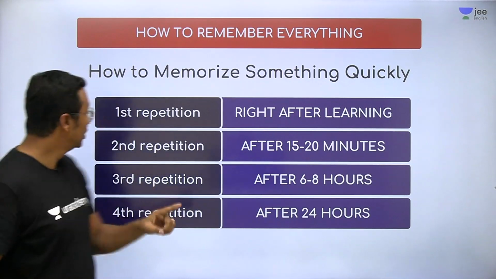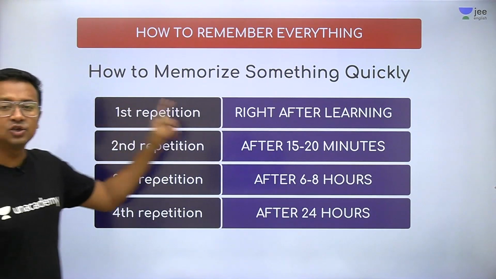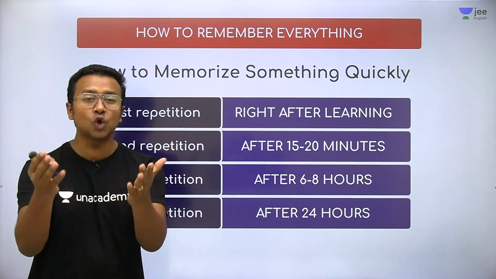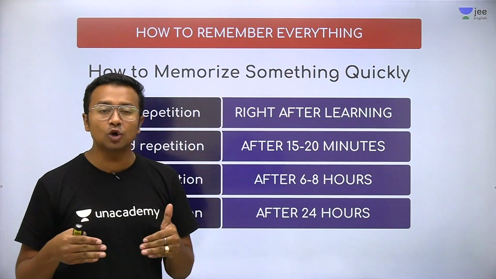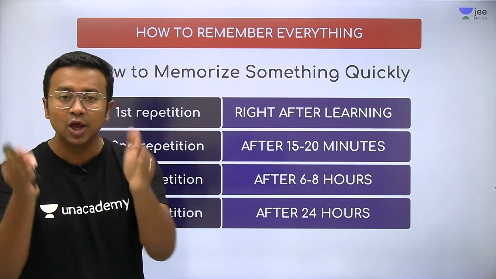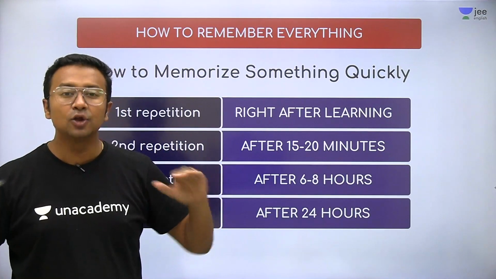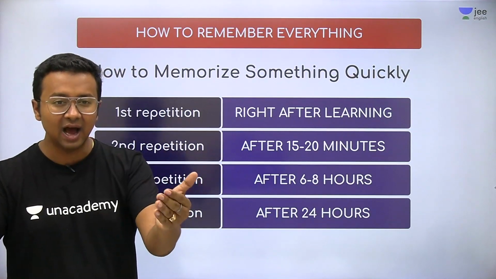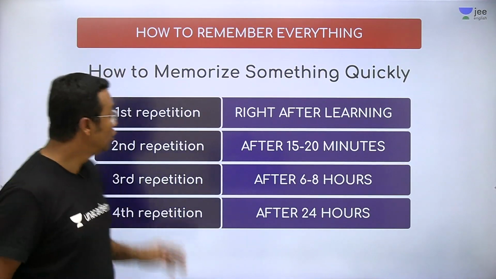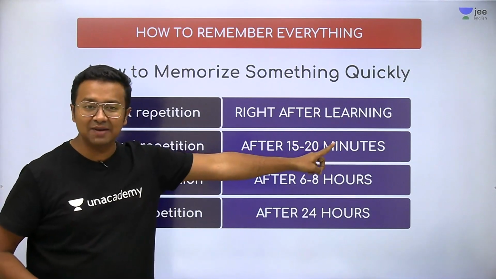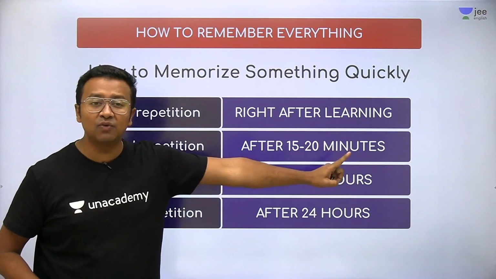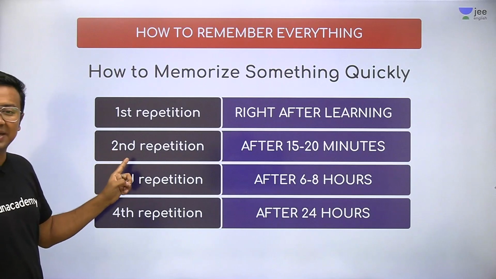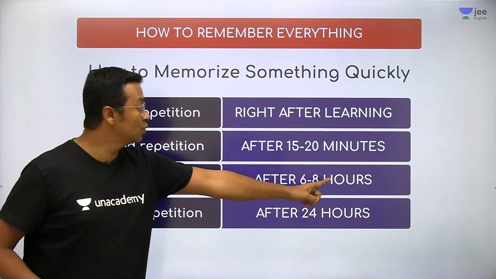So what do you do? You take the first repetition just after learning. Maybe something is taught to you in the class, or on the YouTube channel. You do not just see it. You watch it again after a live show. Then you watch it again after 10 to 15 minutes for the second repetition. Then you go for 6 to 8 hours.